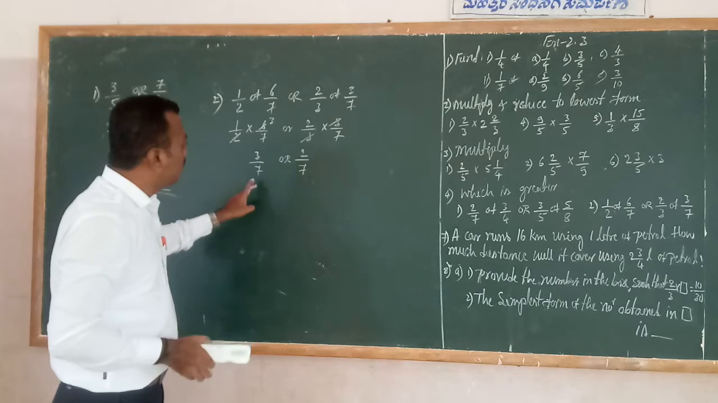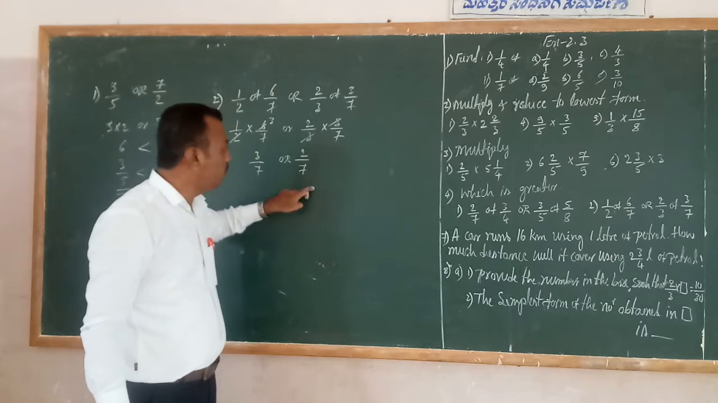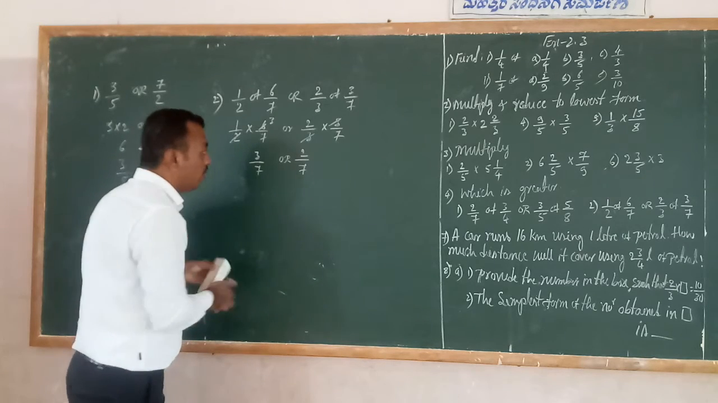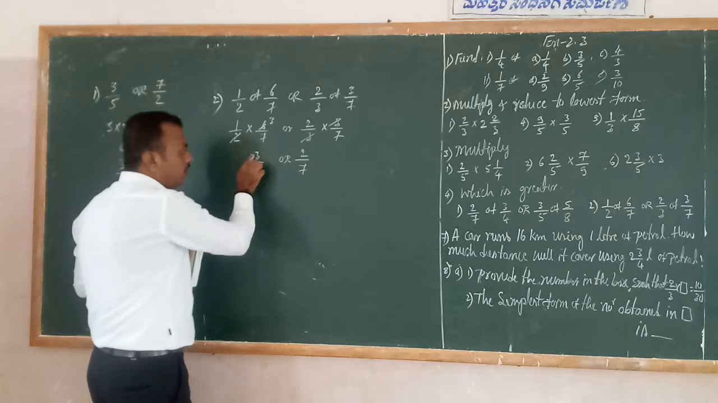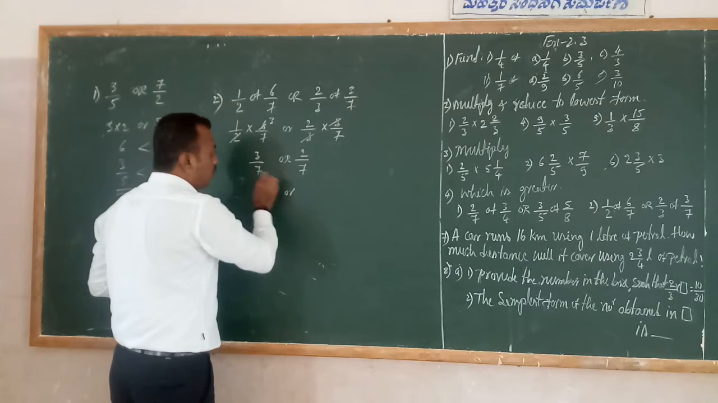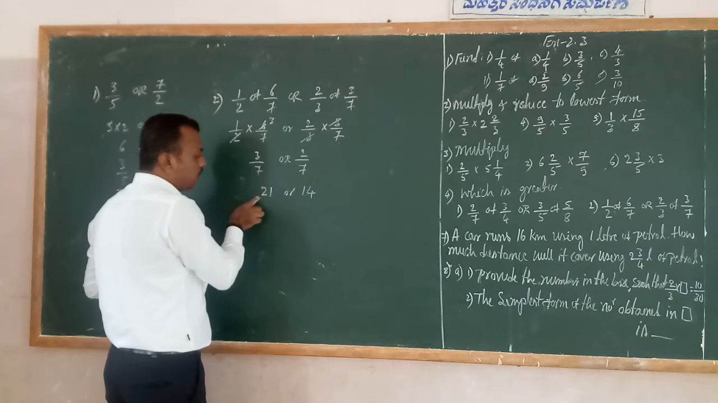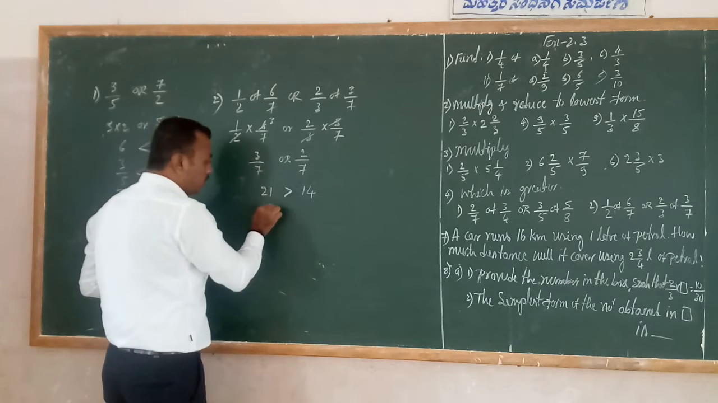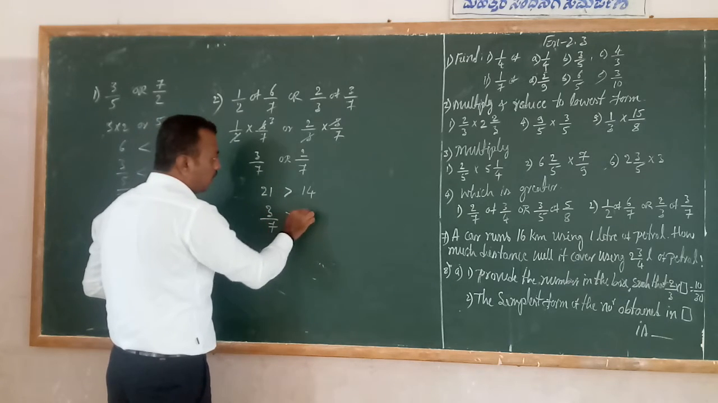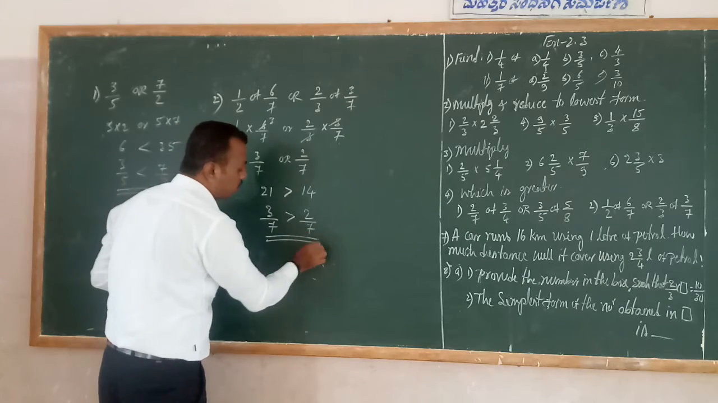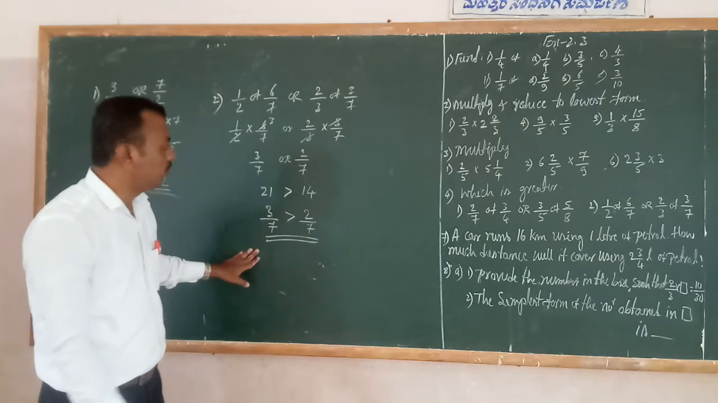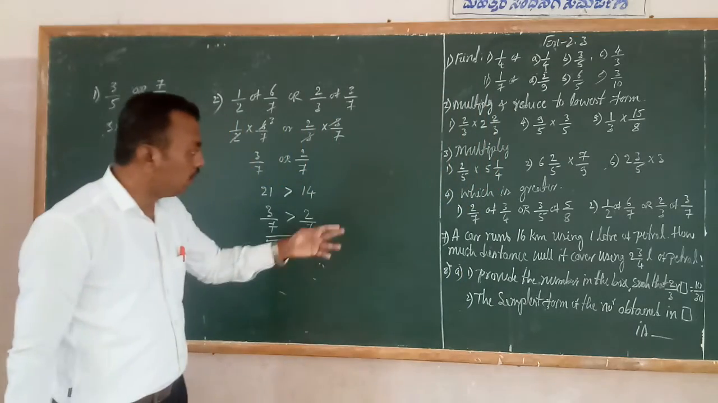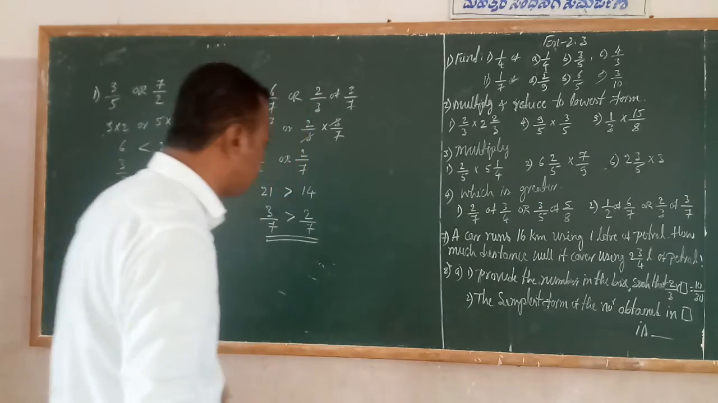See, here the denominator is the same. Depend upon the numerator: which is smaller, that is the smaller fraction, which is bigger, that is the bigger fraction. Otherwise, use this trick. 7 3s are 21, or 7 2s are how much? 14. So 21 is greater than 14. So 3 by 7 is greater than 2 by 7. Do you understand? Very simple. Like this you have to decide which is smaller and which is greater. So directly I will go to question number 7. I will go to the last questions, 7 and 8.